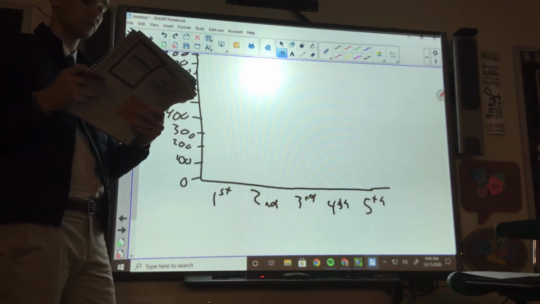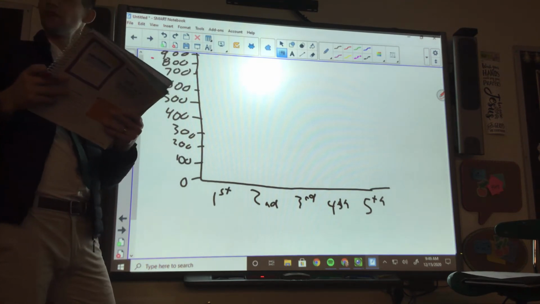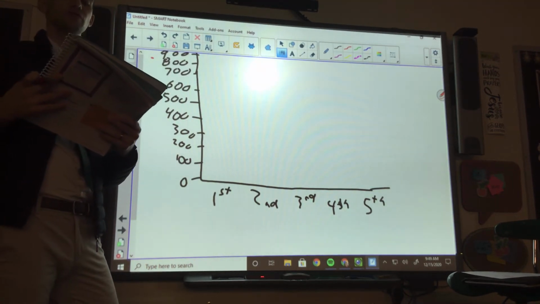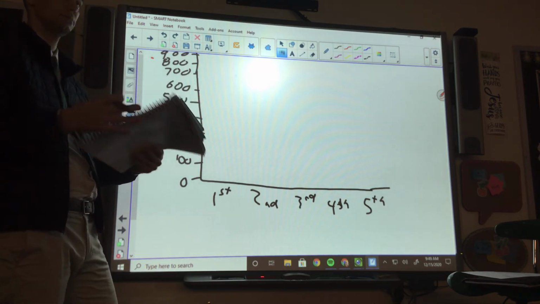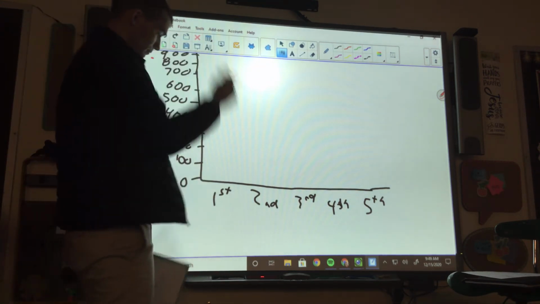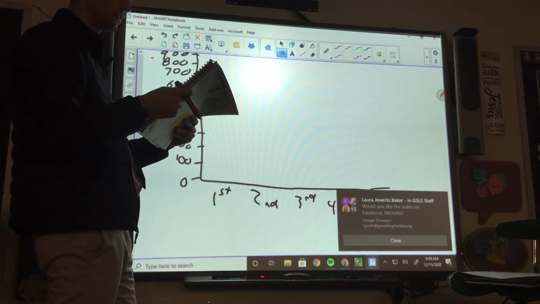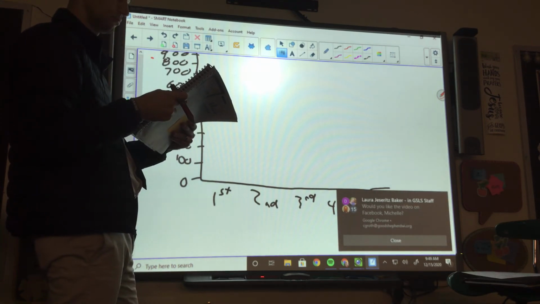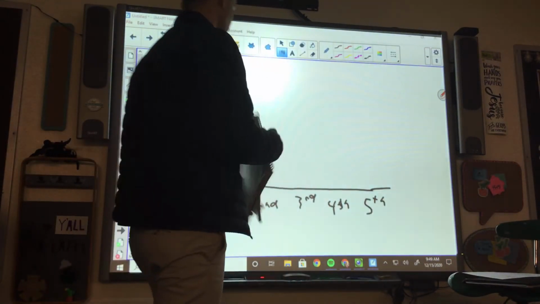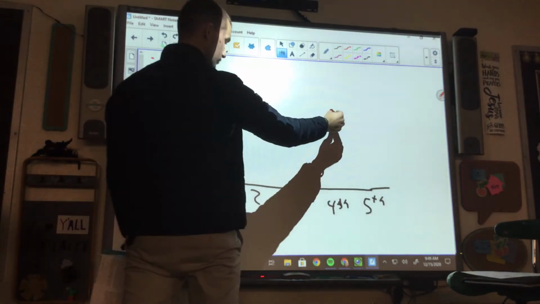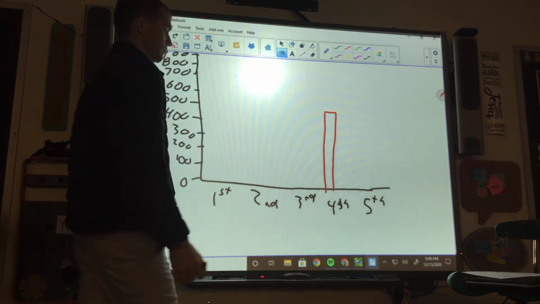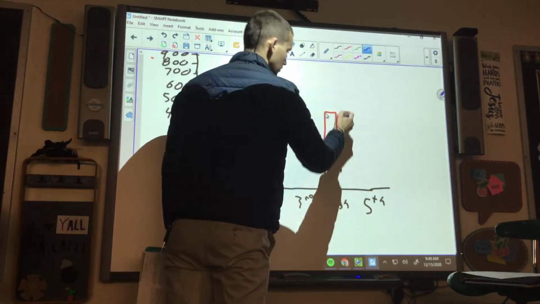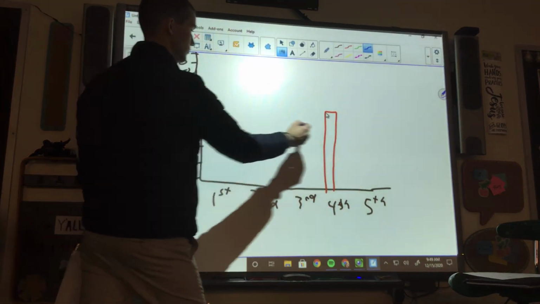So they've got first hour in red. They already have first, second, third. Let's do fourth and fifth. Fourth hour needs to go up to what? For the red section, what does it need to go up to? 500. Okay, so I go 500. For the blue section, it goes up to 450.